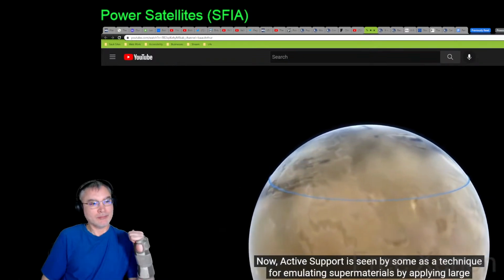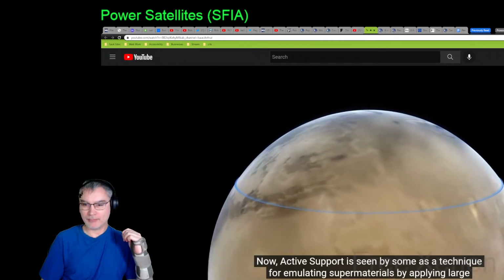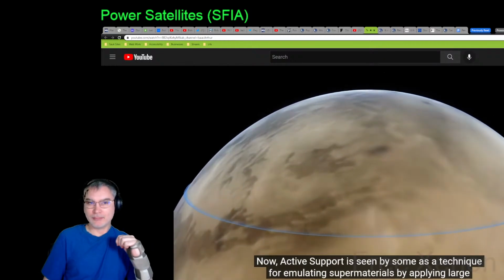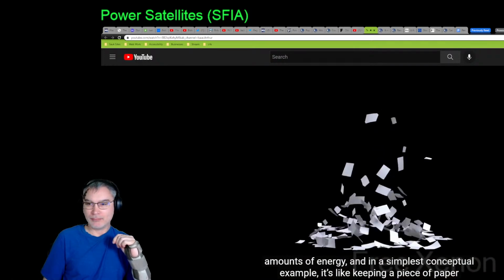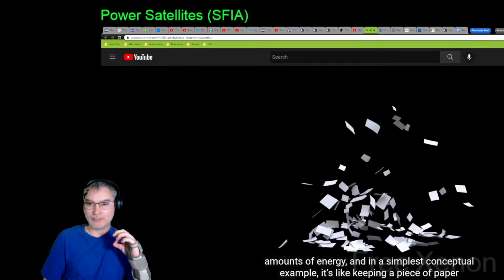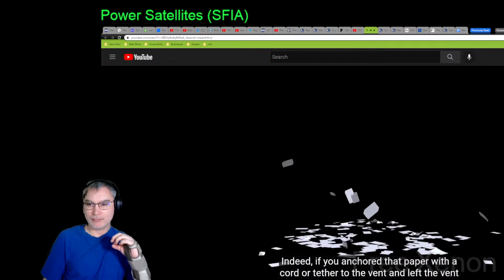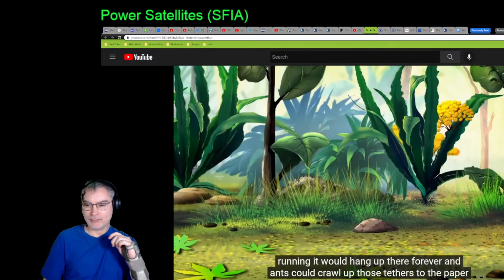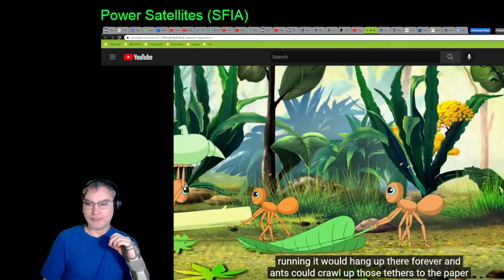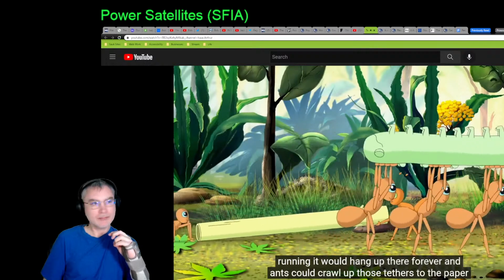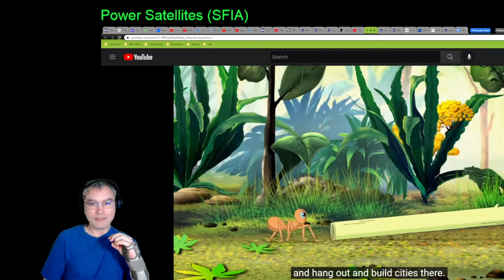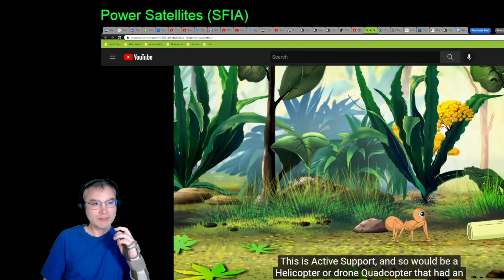Now, active support is seen by some as a technique for emulating supermaterials by applying large amounts of energy, and in the simplest conceptual example, it's like keeping a piece of paper floating by placing it over a heat vent on the floor. Indeed, if you anchor that paper with a cord or tether to the vent and left the vent running, it would hang up there forever, and ants could crawl those tethers to the paper and hang out there and build cities there. This is active support.